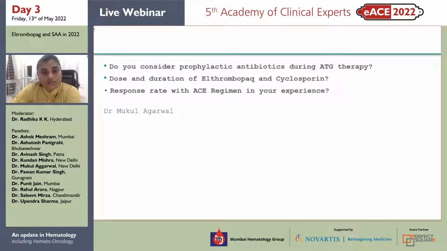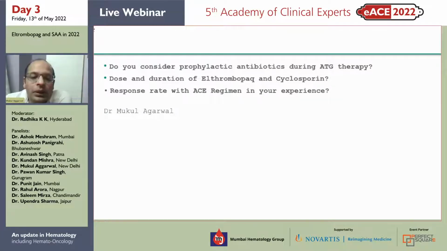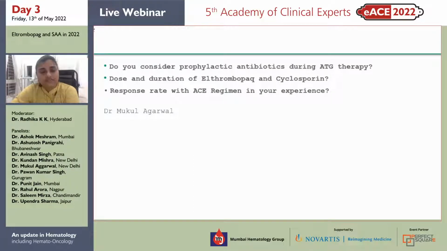So what is the dose of eltrombopag you start off with? We are uniformly using 150 milligram in all adult patients. 150, sure, great. So that is what is our practice too. 150 mg we start with. We have small data which are published with ACE regimen, which showed an overall response rate of 81%. Next slide.